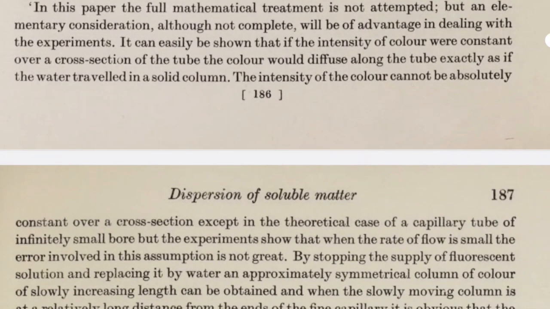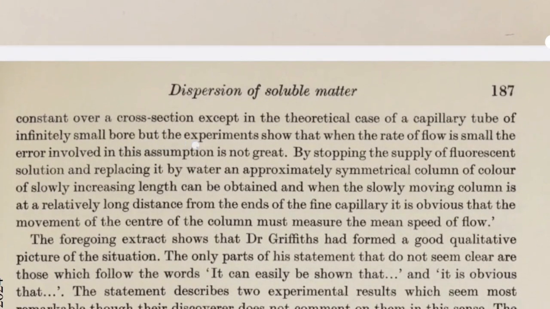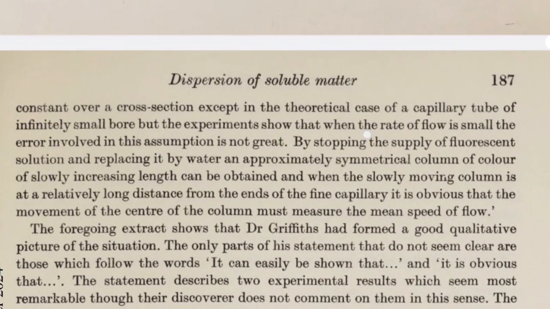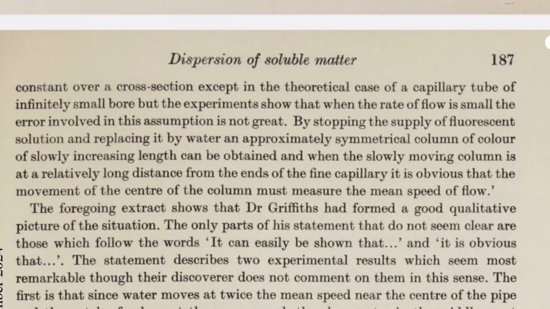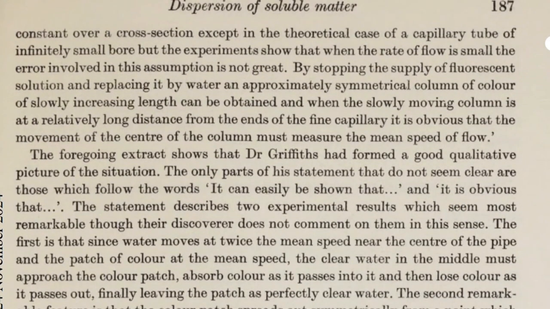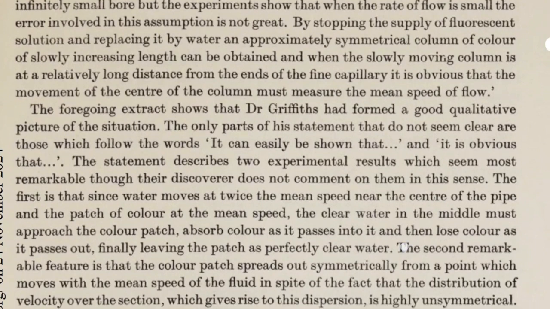He says the intensity of the color cannot be absolutely constant over a cross-section, except in the theoretical case of a capillary tube of infinitely small bore. But the experiments show that when the rate of flow is small, the error involved in this assumption is not great. And then he goes on to explain the rest of it, what happens when the supply is stopped, and how changing the speed of flow also makes a difference.